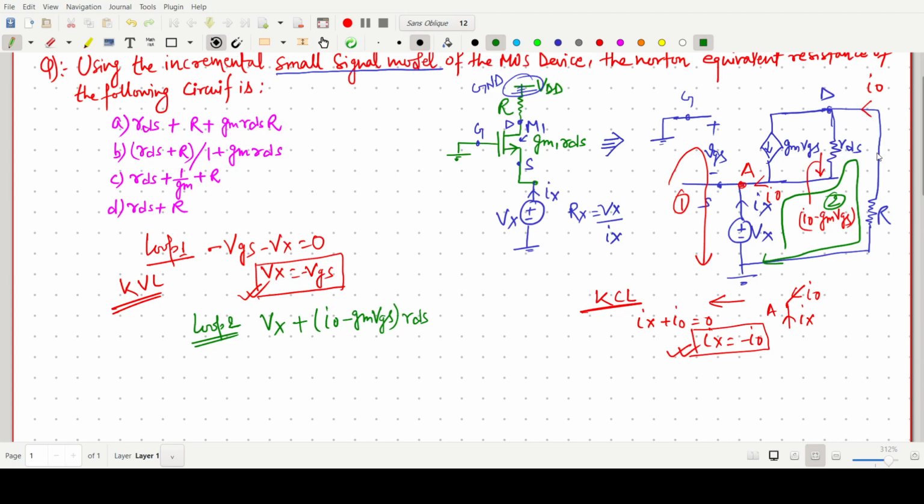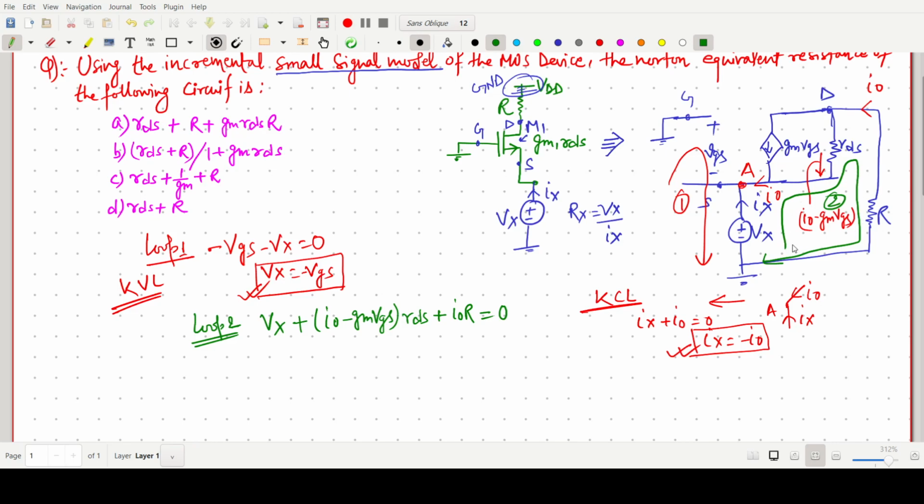Now next we have to go for this one. The resistance R is there, so it should be plus I naught into R equals to 0. This is a simple KVL. In such questions we have to be familiar with Kirchhoff's voltage law and current law and this small signal model. I think everyone has to know it because it's a very basic analog circuit concept.